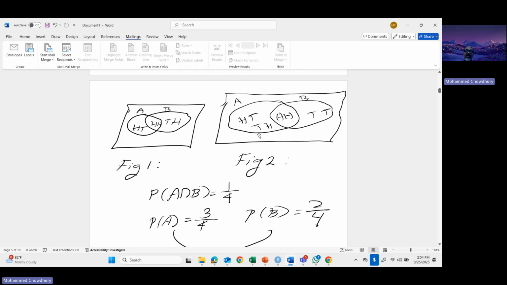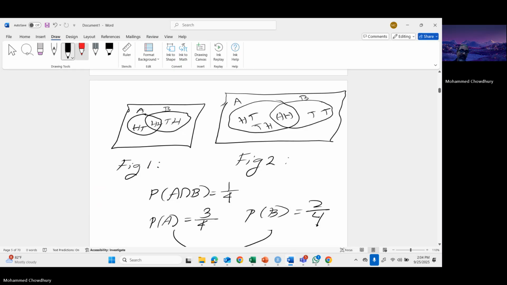So what you have learned is that this type of event could be independent or could be dependent, because they are sharing things. In one case they are sharing the thing and they are independent. In the other case, they are also sharing the thing, but they are not independent.